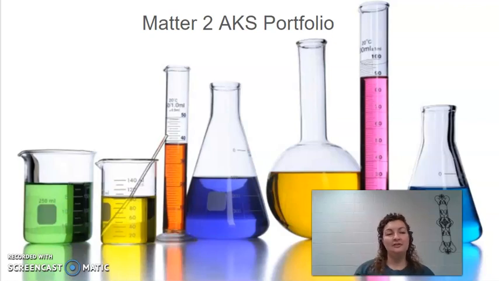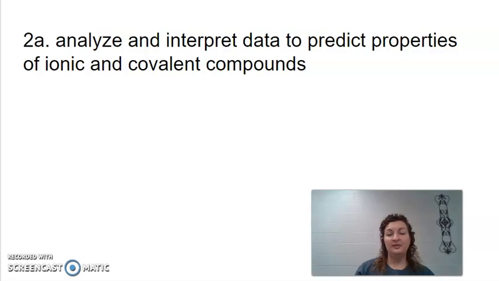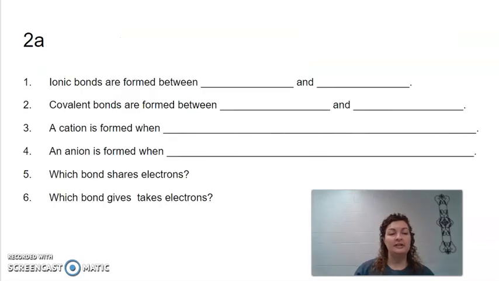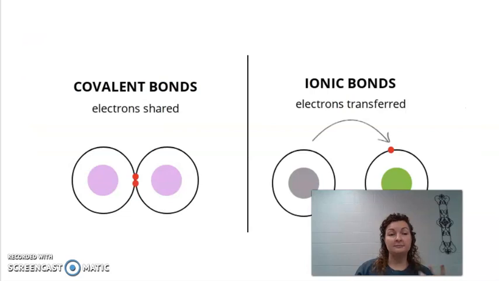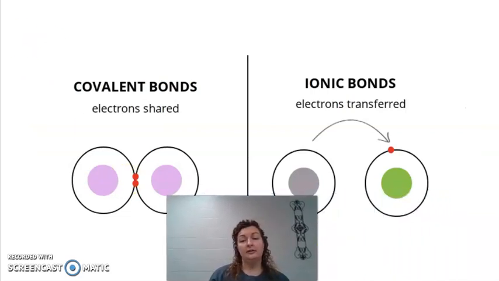We're going to look at Matter 2 AKS portfolio for 2A. It says, I can analyze and interpret data to predict properties of ionic and covalent bonds. So you're first given all of this information and you're asked to answer it. But before we answer some things, we got to know some basics, right? So first off, what is an ionic and covalent bond?